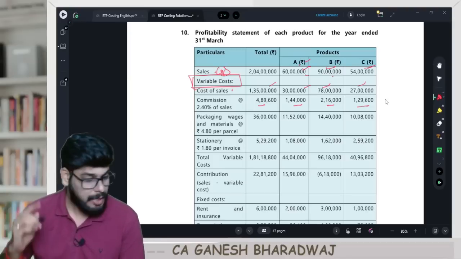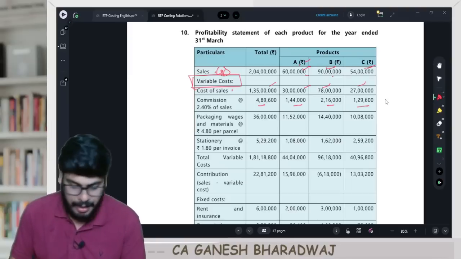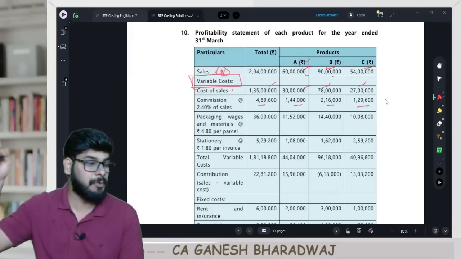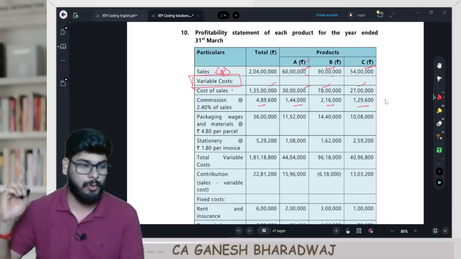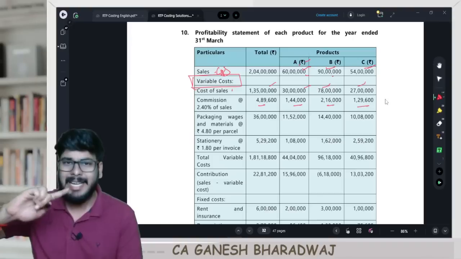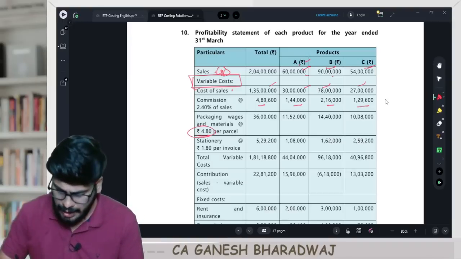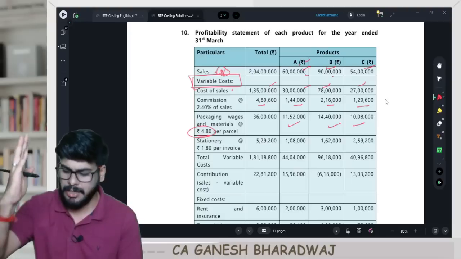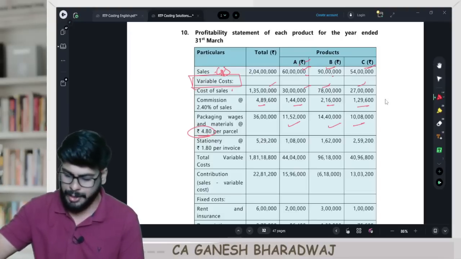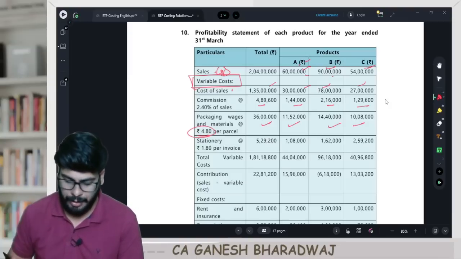Next, packing wages, they have given it as 4.8 rupees per parcel. The parcels for each of the products: A has a total of 2,40,000 parcels, B 3 lakh parcels, C 2,10,000 parcels. Respectively, multiply it with 4.8 rupees. It's very clerical work, quickly you can do it. You will get these figures: 11,52,000, 14,40,000, 10,08,000. Add up the three, you get a total of 36 lakhs.